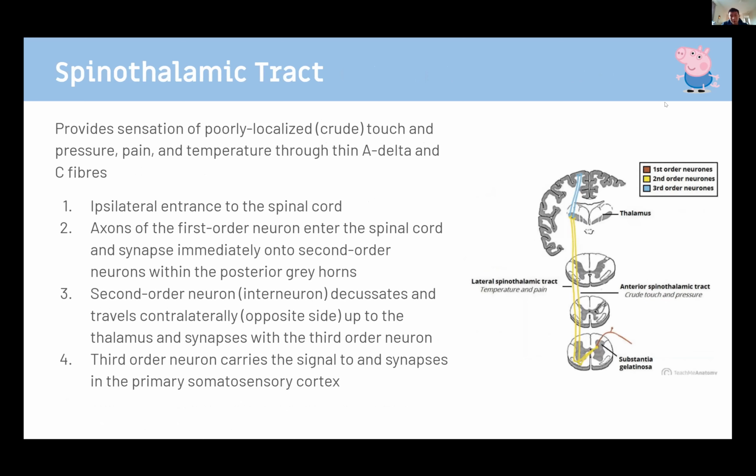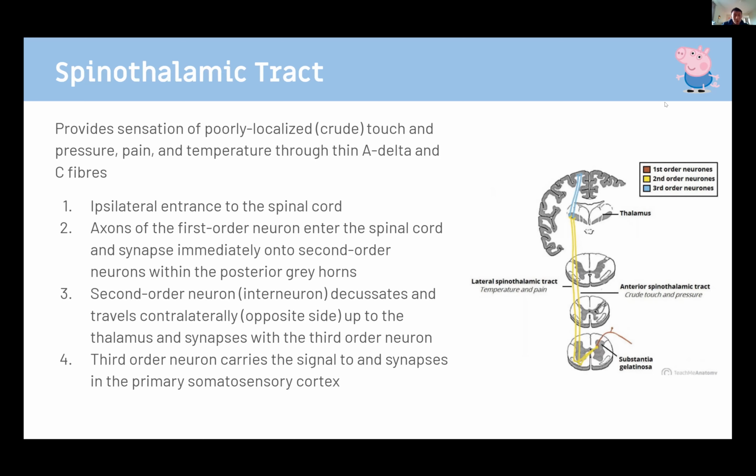Once again, you'll have ipsilateral entrance. That just means, for example, if I had signals coming in from my left hand, that would enter the spinal cord on the left side. So ipsilateral means same side. And then the first order neuron enters on the left side. And then what happens here is it will synapse immediately onto the second order neuron within the posterior gray horns. So that's the gray matter. Posterior just means behind. So the gray horns on the more behind part of the spinal cord.